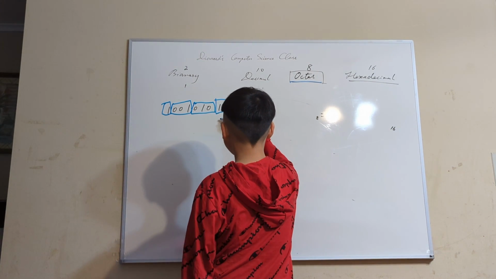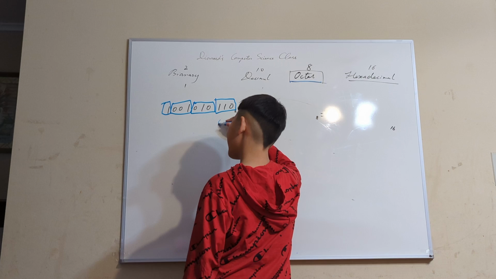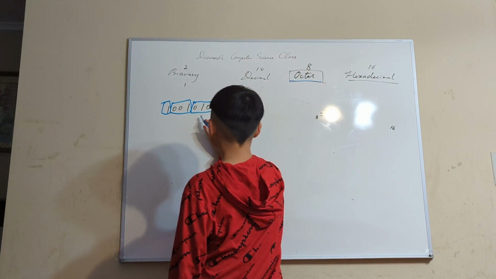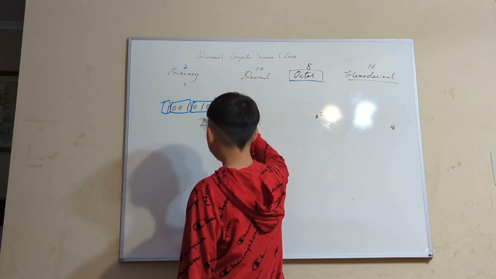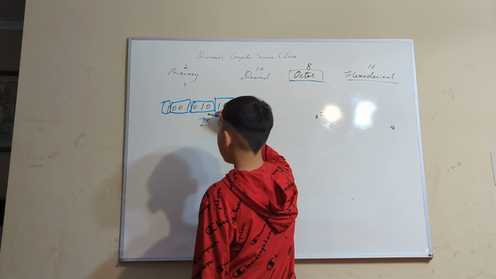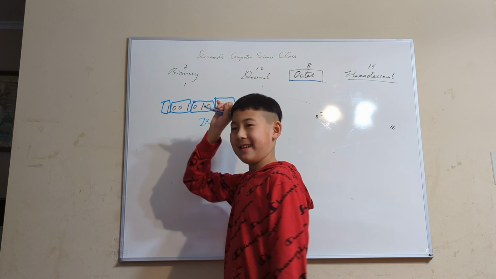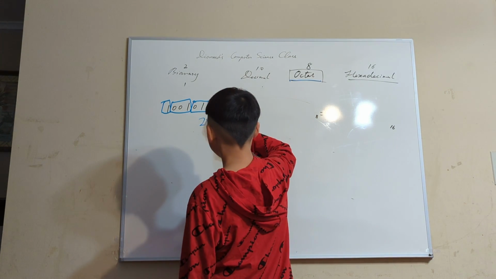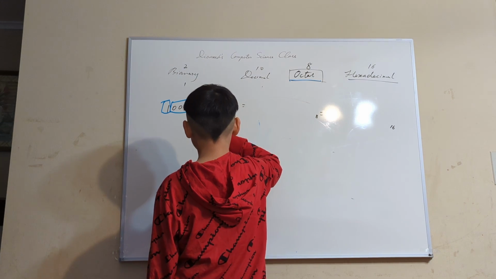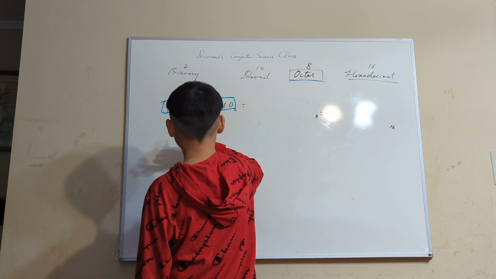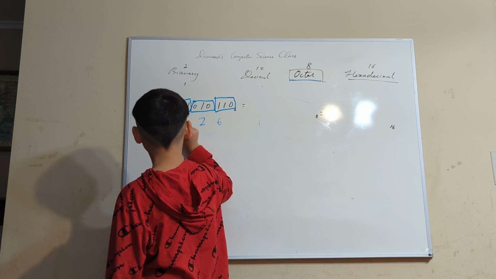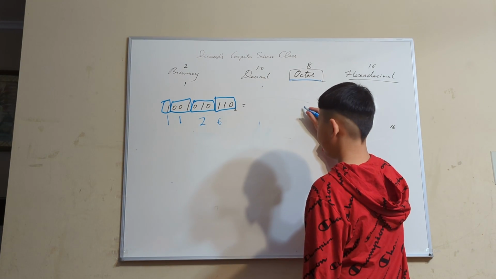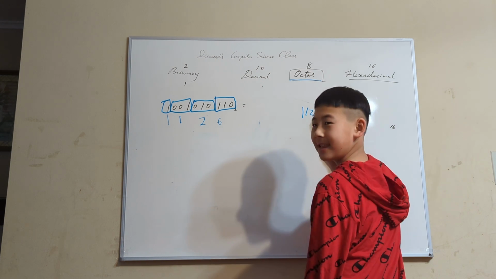This is 6 and 6 and this is 2 times... What do you care about what it is based upon? I'm not asking you to turn it into decimal. So 2, and this is 1 and this is 1. So this is 1 1 2 6.